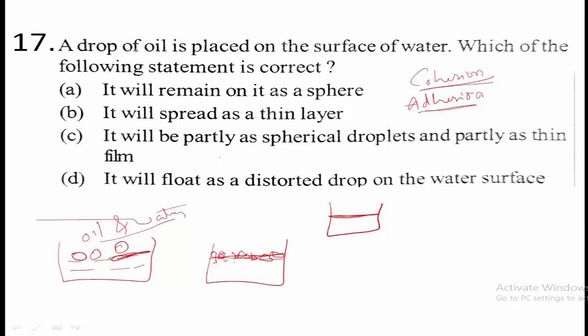And if water molecules are having strong attraction, if they won't attract the oil particles, then also the oil will remain spherical in shape only. But due to the adhesion of oil and water particles being more, the thin layer will be formed on the surface of the water, and hence option B is the right one. A thin layer, ಅದು ತೆಳವಾದ ಲೇಯರ್ ಅಲ್ಲಿ ಫಾರ್ಮ್ ಆಗುತ್ತೆ. Okay, so option B is the right answer.